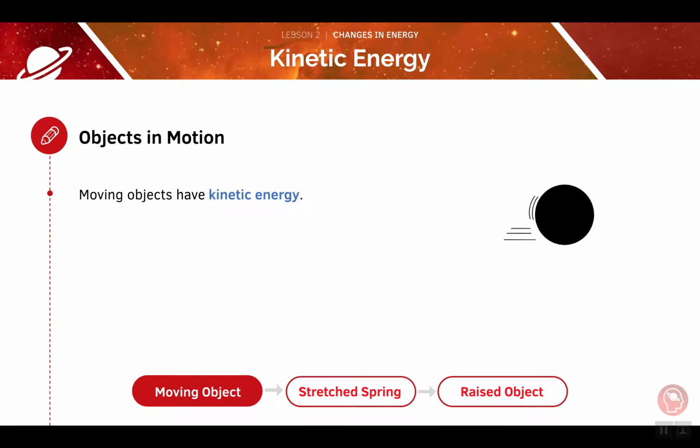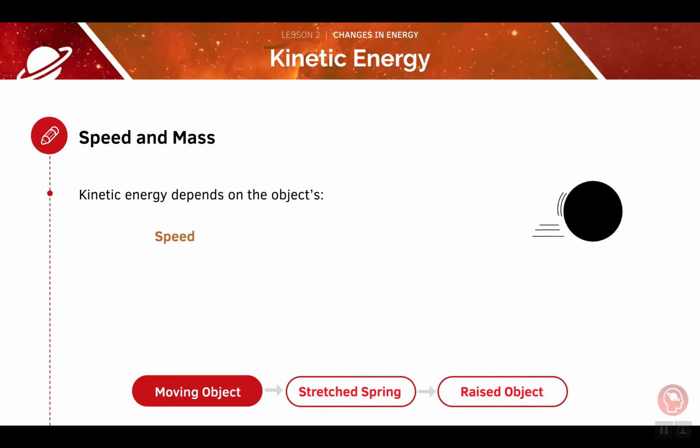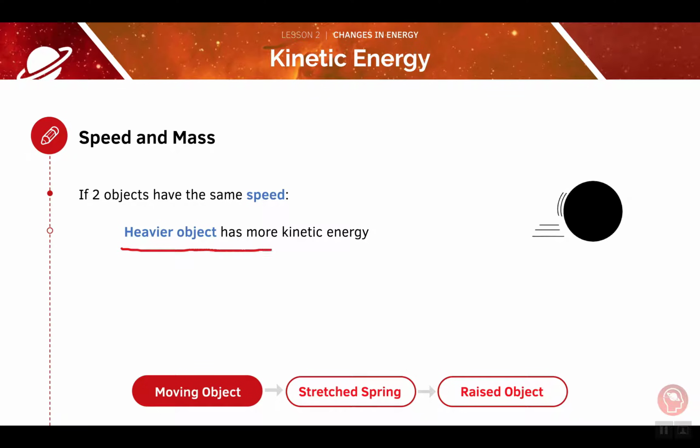Moving objects will all have some form of kinetic energy. Kinetic energy will depend both on the object's speed, but also on the object's mass. If two objects have the same speed, then the heavier object is going to have more kinetic energy. If the two objects had the same mass, then the faster moving object would have more kinetic energy. This is shown here. This is a very important fact to remember, as it confuses a lot of students.